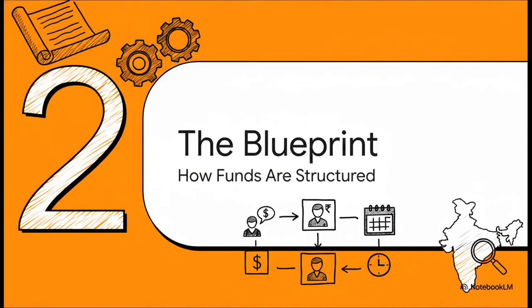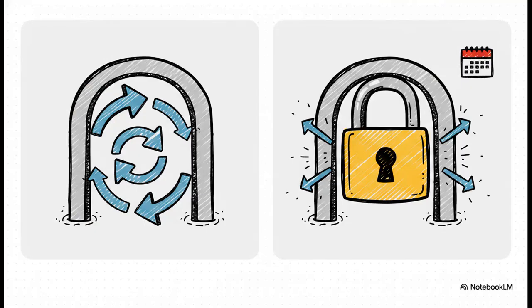Okay, so now we know what a fund is. Let's look at the blueprint. How do these things actually operate? This really comes down to their basic structure, and that affects how and when you can put your money in and take it out. You've basically got two main types here.